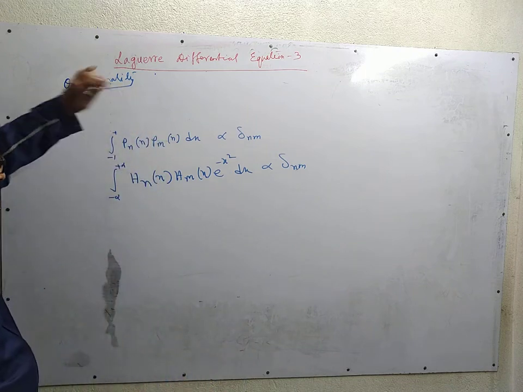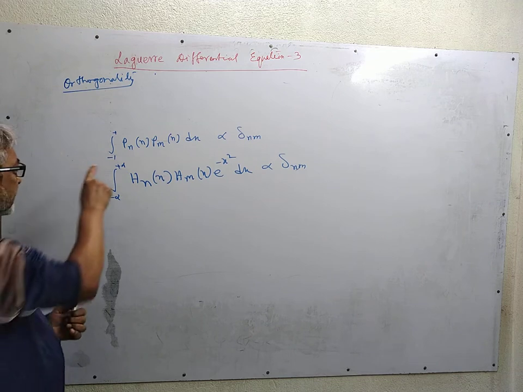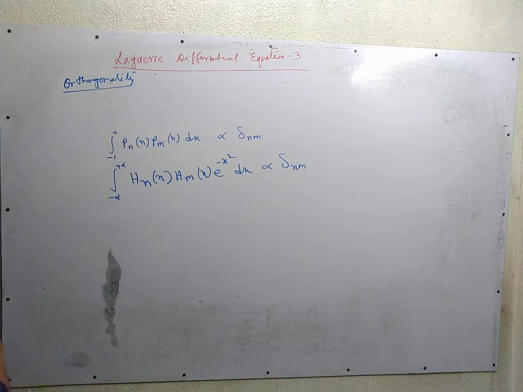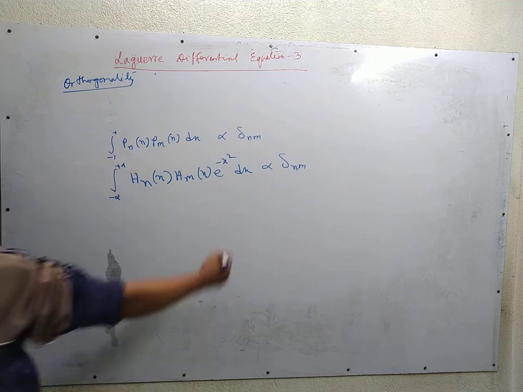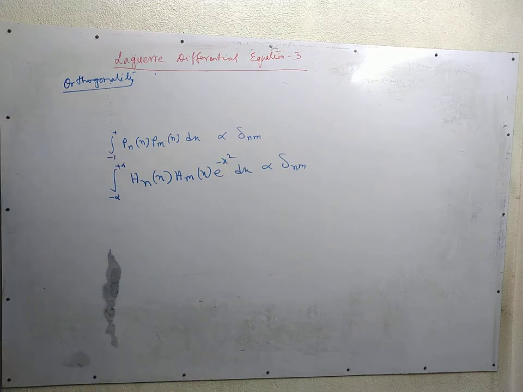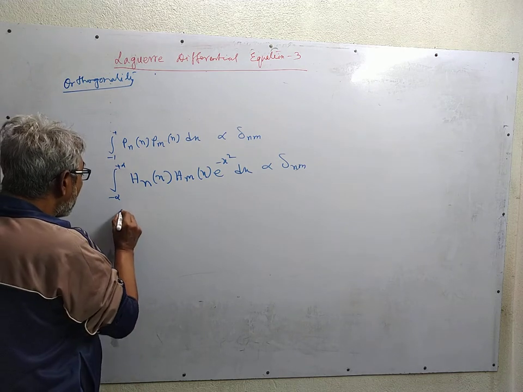Here we said that the Legendre polynomial forms an orthogonal basis in the interval minus 1 to plus 1, and the Hermite polynomial forms an orthogonal basis, orthogonal function in the range minus infinity to plus infinity with respect to weight factor e to the power minus x squared. Now we want to find a similar expression for Laguerre polynomial.